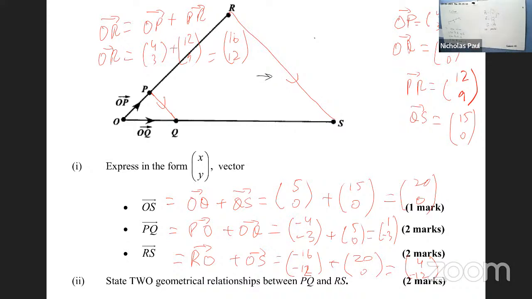Any questions online? Right, so look back at it. We found OS, PQ, RS. And in order to show the relationship, what we have to do is write down PQ, write down RS, and see how they're related, right? Ariana, you okay with that? Yolanda?